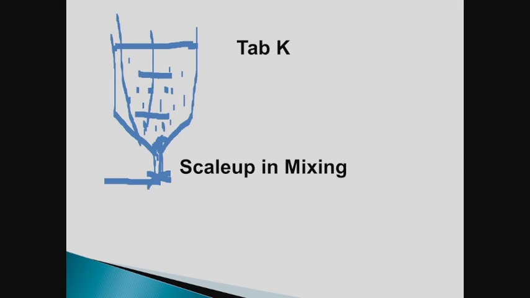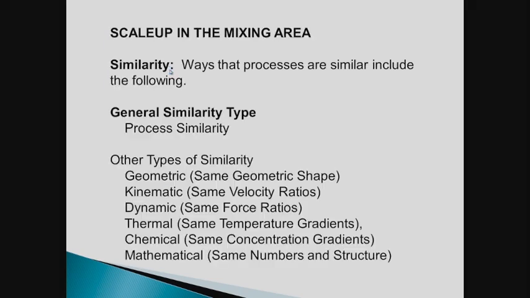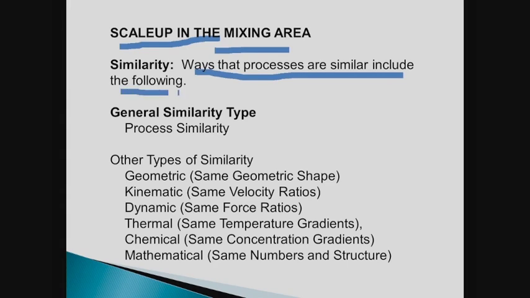Anyway, let's go on to scale up and mixing. This is the old-fashioned way of doing scale up, and it's fine. It's worked well somewhat. Ways of judging whether processes are similar. There's a lot of this stuff about geometric similarity. Well, what about kinematic similarity, dynamic similarity, thermal similarity, chemical similarity, all kinds of similarities out there.